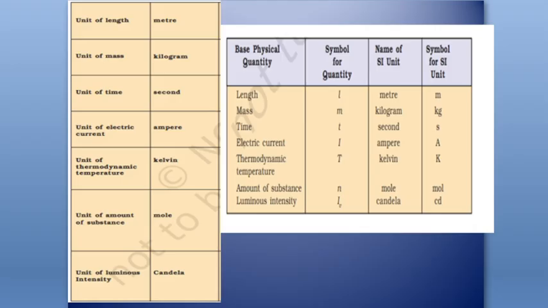Unit of length is considered in meter, unit of mass in kilogram, gram, unit of time in second, unit of electric current is in ampere, unit of thermodynamic temperature in Kelvin or degree Celsius, unit of amount of substance in mole, unit of luminous intensity in candela. These are the symbols in SI unit of length, mass, time, electric current, thermodynamic temperature, the amount of substance and luminous intensity.